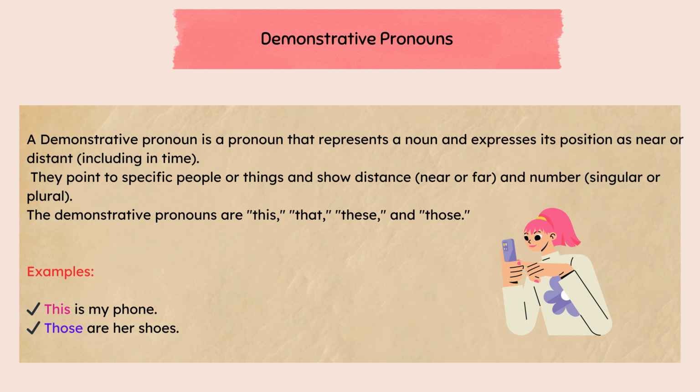Use this for one thing that is near. For example, this is my phone. Use that for one thing that is far away. For example, that is your book. Use these for more than one thing that is near. For example, these are fresh mangoes. And use those for more than one thing that is far away. For example, those are her shoes.